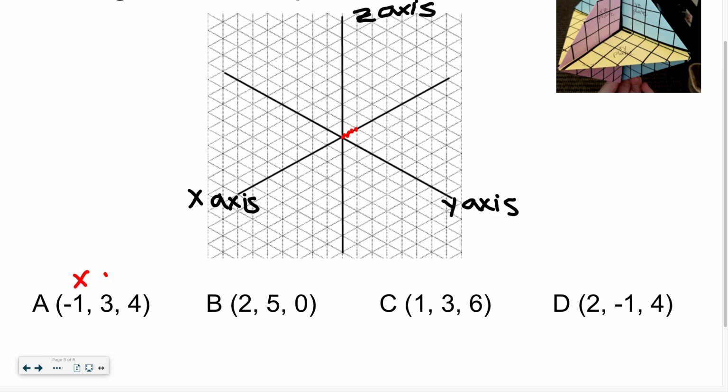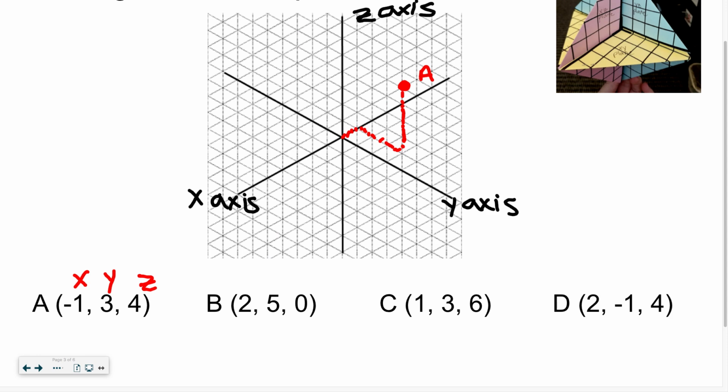Y is 3, that's positive, so I want to go +3 on the y-axis, which would be to the right. And then Z is +4, so now I need to go up 4. So then I go 1, 2, 3, 4. There's point A. So I kind of trace my steps. I went back, I went right, I went up.